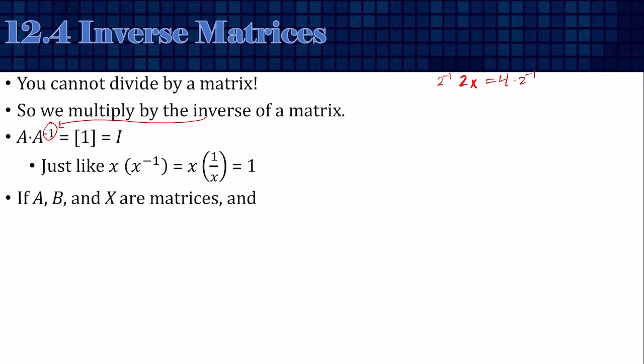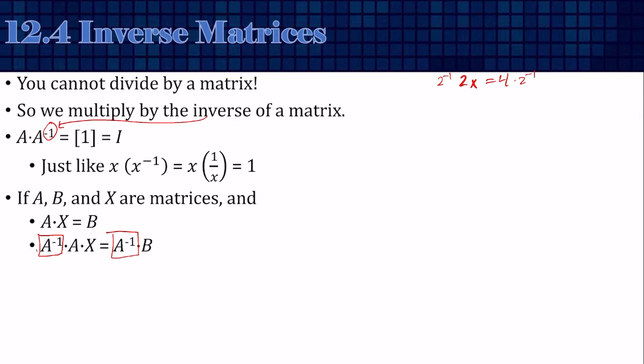So if A, B, and X are matrices, AX equals B. I want to get rid of the A, so usually we divide, but we can't divide by a matrix, so we'll multiply by the inverse. Remember, matrix multiplication, the order is important. So since I put the inverse matrix on the left of the left side, it also needs to be on the left of the right side. So at the beginning of both sides. It needs to be in the same place on both sides.